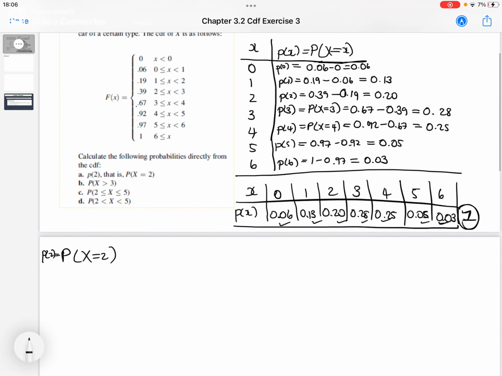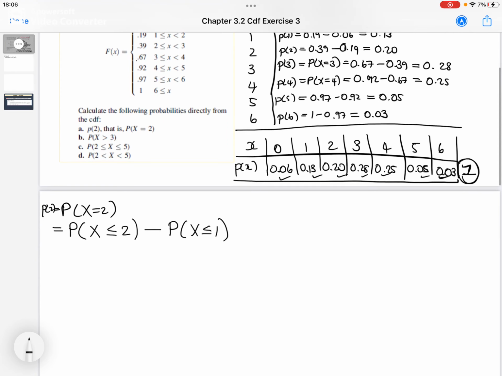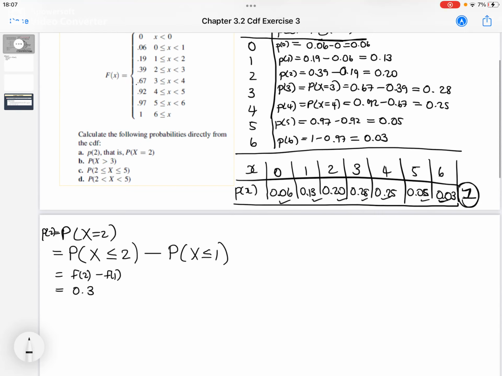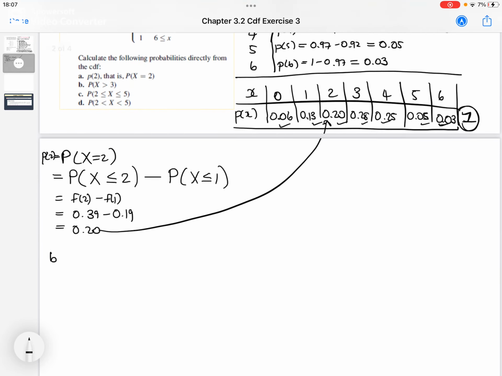Okay, so if you're calculating it directly from the CDF, then the probability that x is equal to 2 is equal to the probability that x is at most 2 minus the probability that x is at most 1. All right? So directly using the CDF, that's the instruction, then you need to write it in terms of the notation for the CDF. So it's equal to F of 2 minus F of 1. That is equal to 0.39 minus 0.19, and that probability there is 0.2. Now, you can verify and see what you wrote on the side. And yes, it corresponds to the PMF.